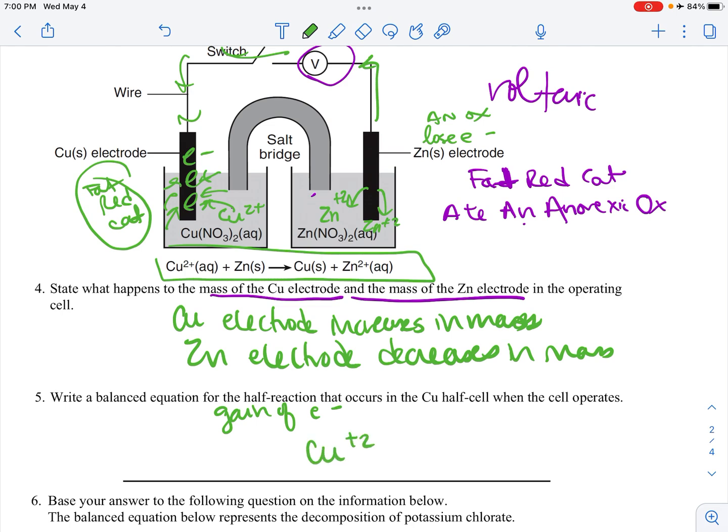Cu 2+ becomes Cu 0. So we're good on mass, but we're not good on charge. And so we gain electrons. How many? 2. Because plus 2 minus 2 is 0. That side is already 0.